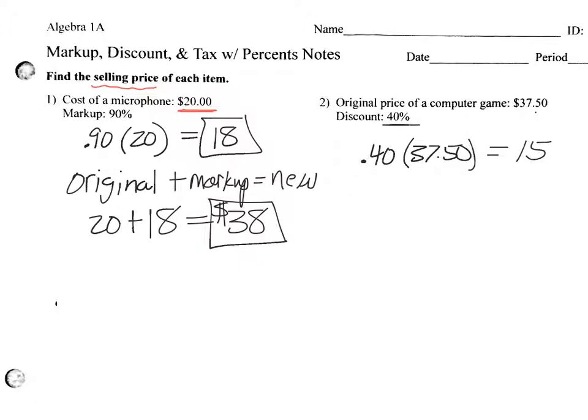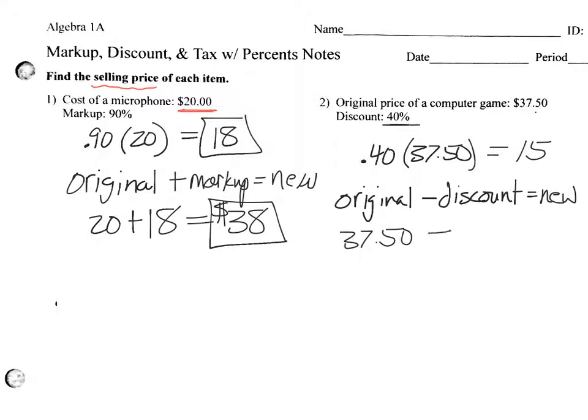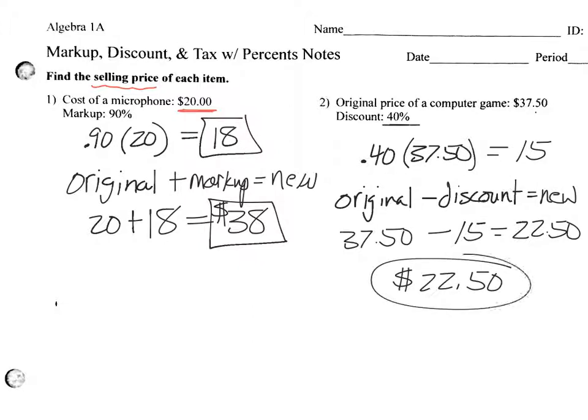But this time we're going to do the original minus the discount. Now, why minus? Because it's going to lower our cost. So the original was $37.50 minus the discount, which is 15. So if we do that, we get $22.50. So the new cost would be $22.50. Again, that makes sense because it's a discount, so it should be less.